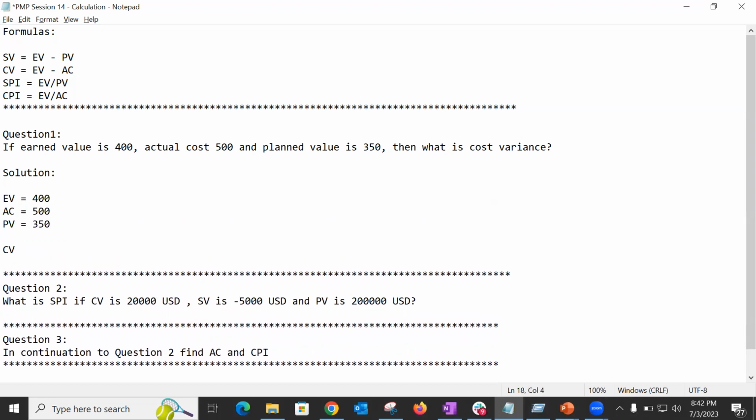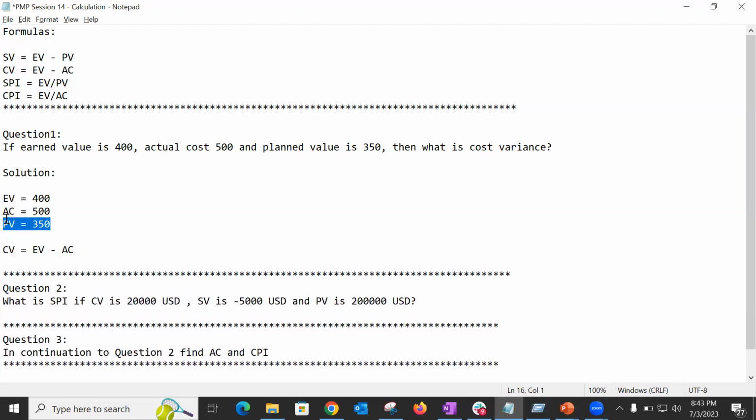Now CV is equal to what? CV is equal to EV minus AC. Have we got the EV here? Yes, we got the EV here. And have we got the AC here? Of course, we got the AC here. Then what is this PV doing here?